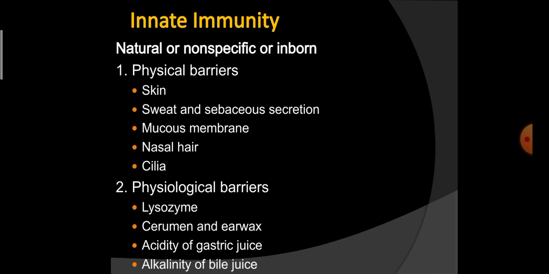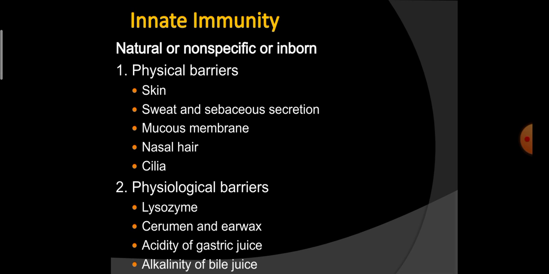Okay, so in physical barrier we have different parts of the body like skin, then glands like sweat and sebaceous glands, mucous membrane, nasal hair, cilia. So all these provide the first line of the body's defense. Okay, that means physical barriers. So skin, we know it is a protective layer or a barrier for the entry of any kind of germs. Sweat and sebaceous glands secrete substances which are bactericidal or fungicidal and kill the bacteria or fungus.